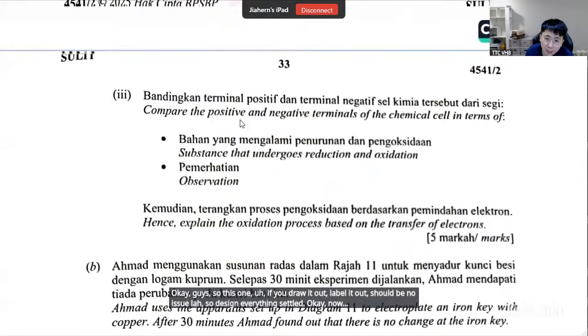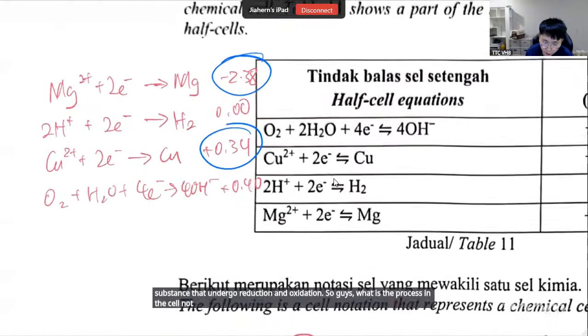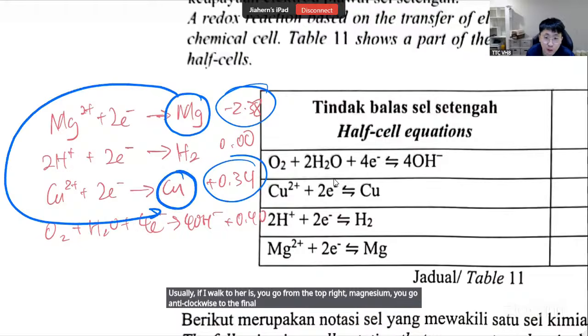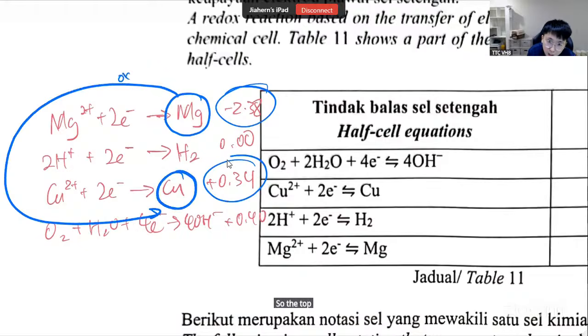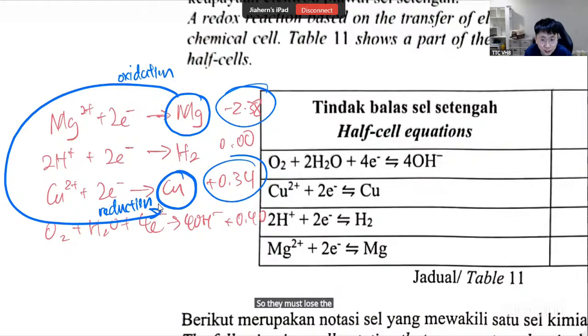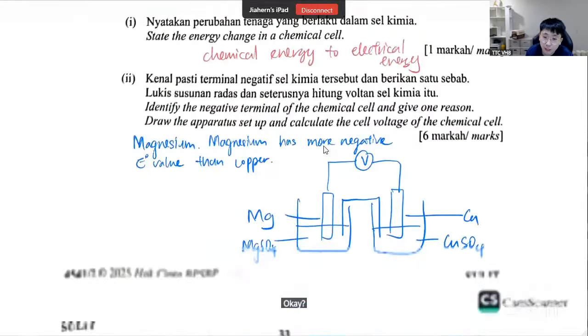Now compare the positive and negative terminal of a chemical cell in terms of substance that undergo reduction and oxidation. So guys, what is the process in the cell notation? Usually, you go from the top right, magnesium, you go anti-clockwise to the final metal, which is copper, right? So the top equation is oxidation. The bottom equation is reduction. You know why? Because you must lose electron first in order to gain electron, right? So you must lose electron first, gain electron later. So the negative terminal is oxidation. Then the positive terminal is reduction. Okay? So that is what they want.